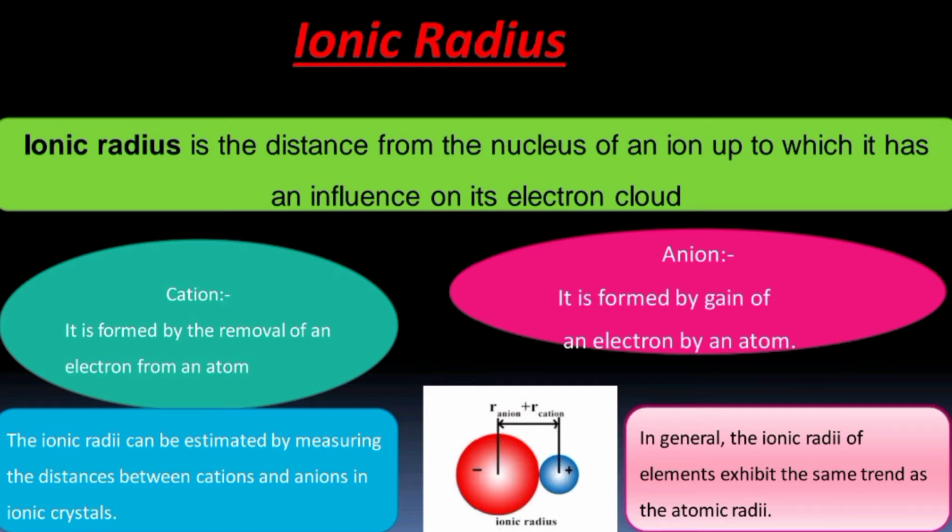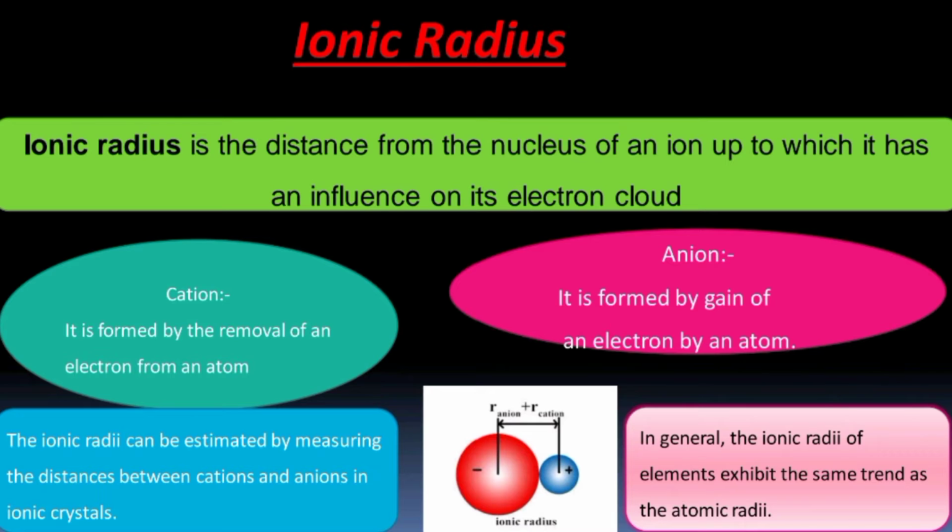What is the ionic radius? Ionic radius is the distance from the nucleus of an ion up to which it has its influence on its electron cloud. A cation is formed by removal of electrons, so it carries a positive charge. An anion is formed by gain of electrons, so it carries a negative charge. The ionic radii can be estimated by measuring the distance between the cations and anions in the ionic crystal.